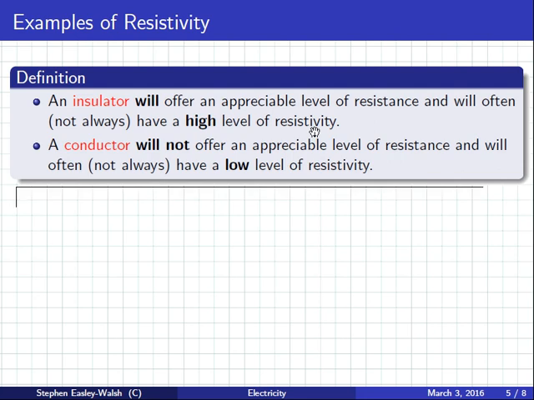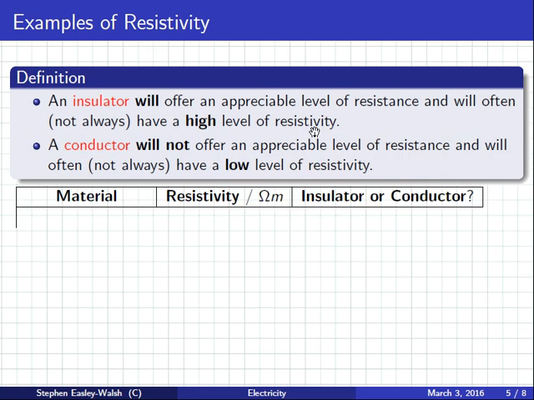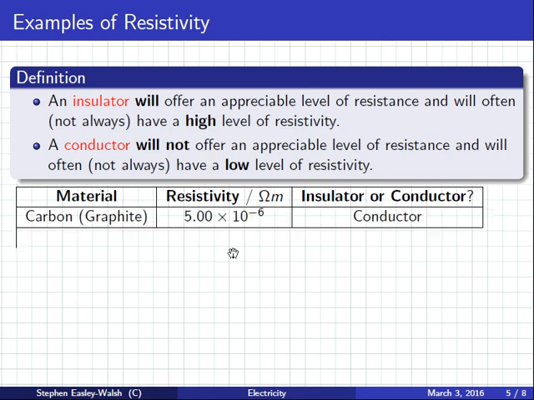So, I think I should give you some values now. So we'll have the material, we'll have the resistivity, and if we consider it an insulator or a conductor. The first material is carbon, graphite to be precise, like in your pencil. And believe it or not, this is actually considered a conductor. And it's a good conductor because this constant is so small.